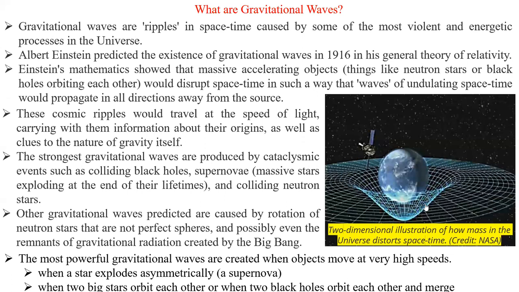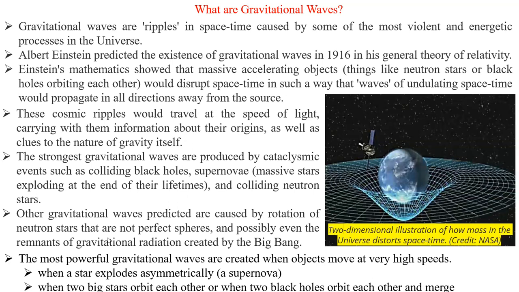The strongest gravitational waves are produced by cataclysmic events such as the colliding of black holes. You can imagine they are very strong ones, and even supernovae, massive stars exploding at the end of their lifetime, may collide. A supernova is not one single event, a single massive object actually. Many stars are put together, and if a supernova explodes because of that expansion, heavier mass stars collide, and colliding neutron stars to a great extent.